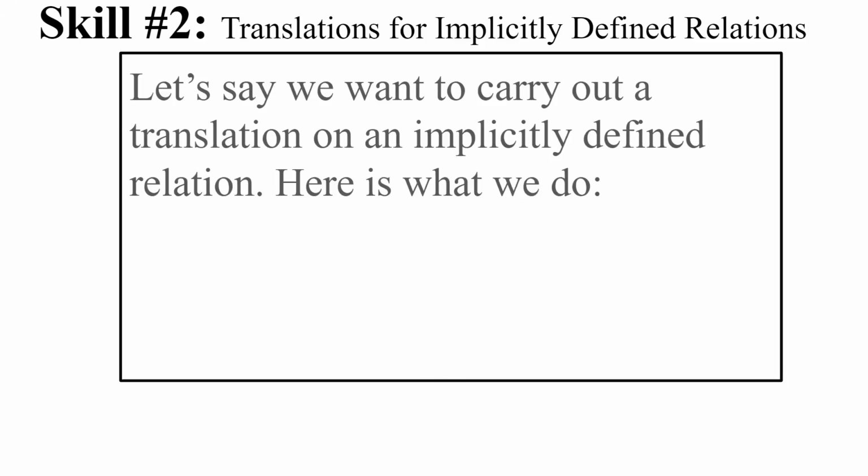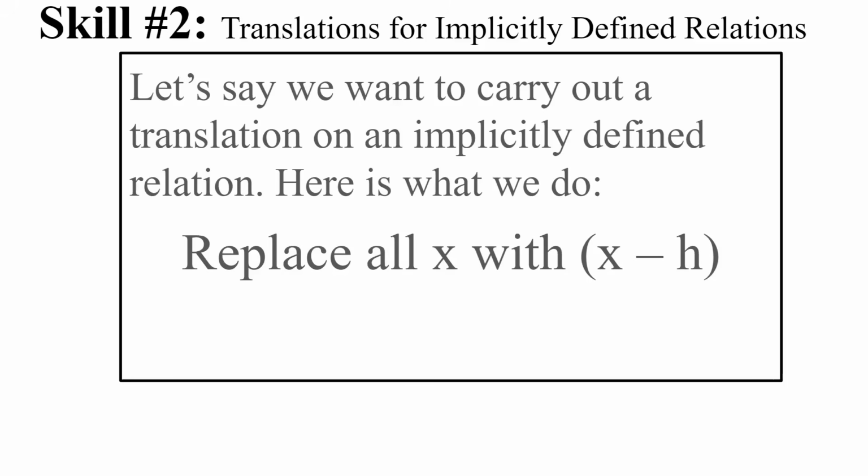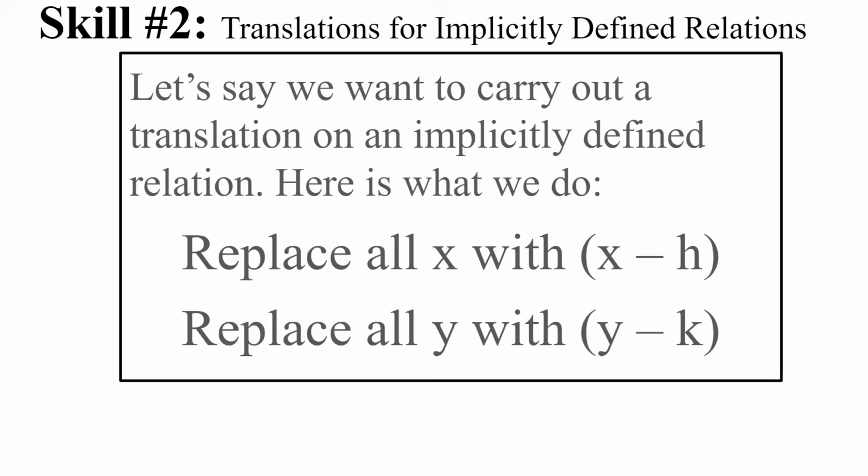So let's say we want to carry out a translation on an implicitly defined relation. Here's what we do. We replace all the x's with x minus h, and we replace all the y's with y minus k. Please write this down because this is brand new to the digital SAT.